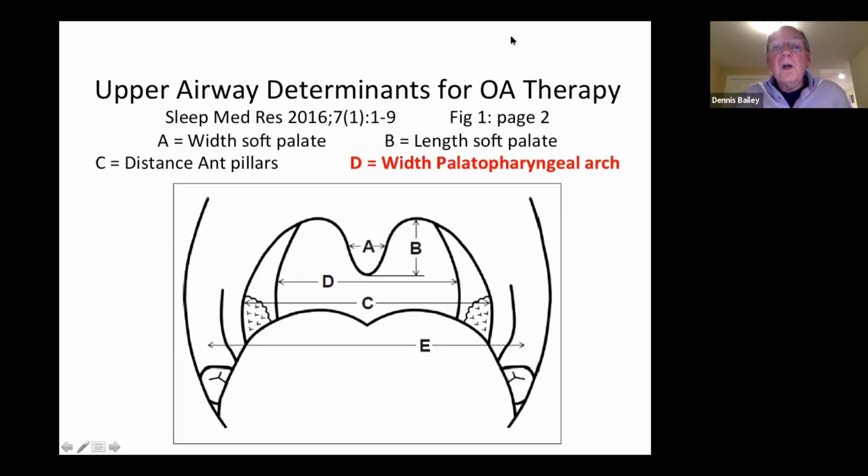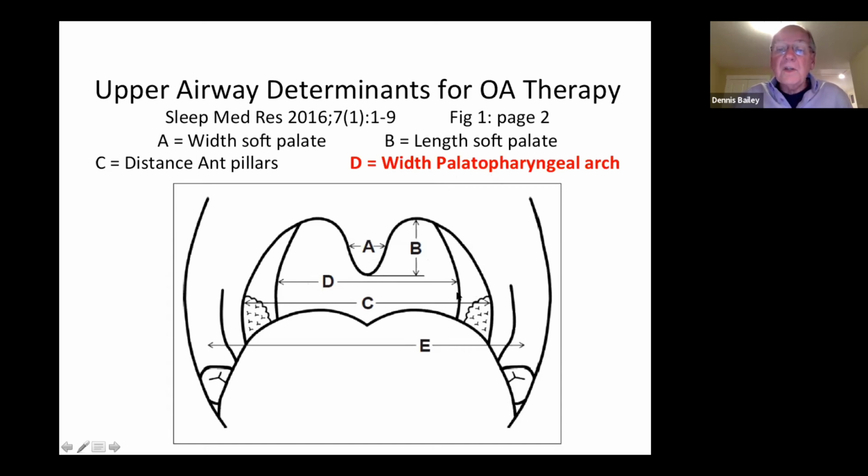Then we look at determinants, upper airway determinants for OA therapy. Now, back in the early days, many years ago, I looked at a lot of this. I dealt with this. I still do. But what we have to look at is letter D. I have it in red. The width of the palatal pharyngeal area, this area here.